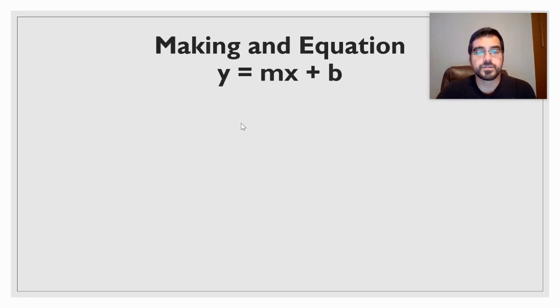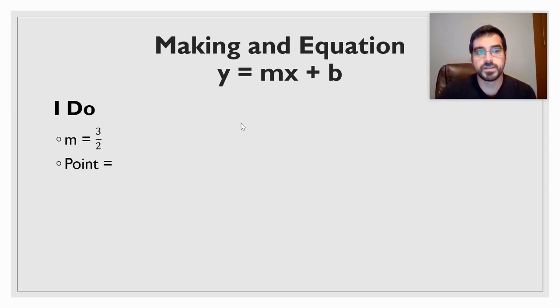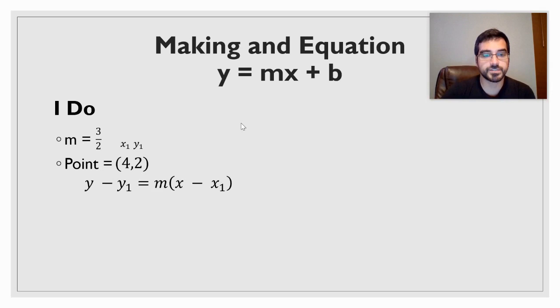Now from these problems, we're going to make an equation. We know it's y equals mx plus b. So the first thing I know from the problem we just did is that my slope is 3 over 2. I know I could use whatever points I have. I'm going to decide to use (4, 2), and remember, I'm going to label it x1, y1. Next, I know I have a slope and a point, so the best formula to use is point slope form, which is right here.